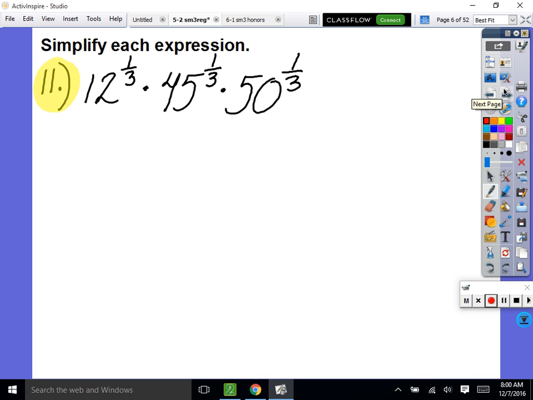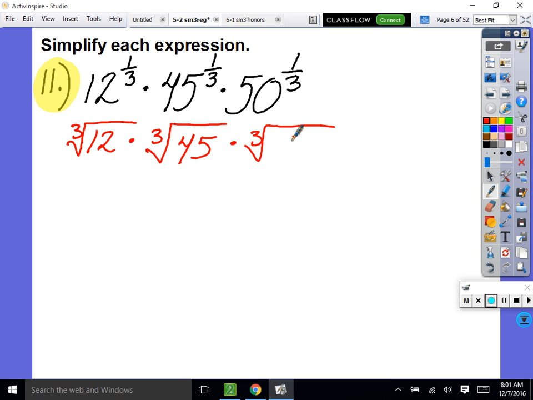All right, let's do number 11. It says simplify. Can I simplify these? Now originally when we look at these, do you see how 12, 45, and 50 do not have the same base? Correct. But isn't it true that this is the same thing as the cube root of 12 times the cube root of 45 times the cube root of 50? So we rewrote it as a radical.